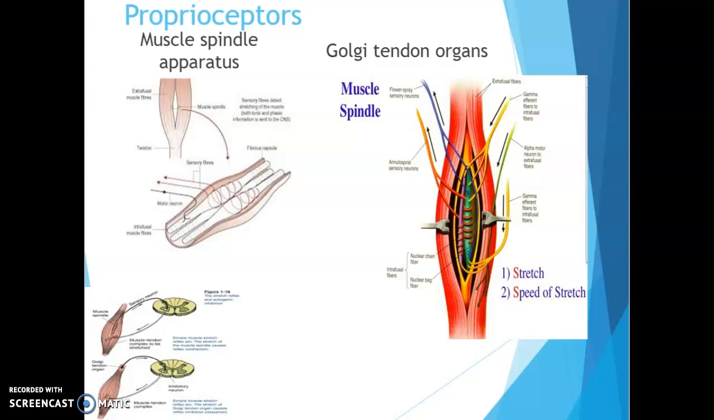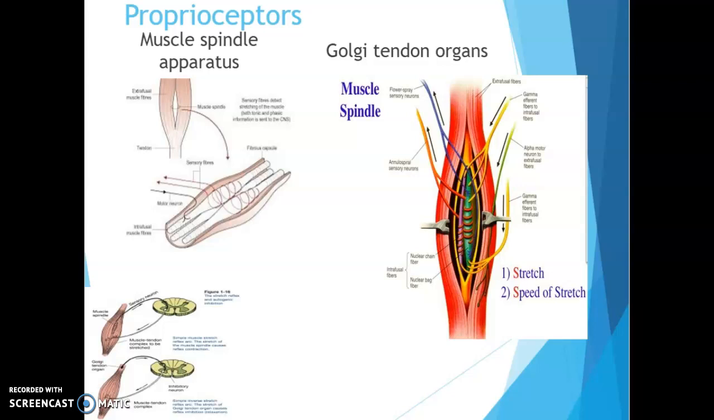Extrafusal muscle fibers are the standard skeletal muscle fibers that are innervated by alpha motor neurons and that generate tension by contracting. Therefore, they allow skeletal movement in everyday movement, such as walking to the bus stop or doing a slight bit of exercise.